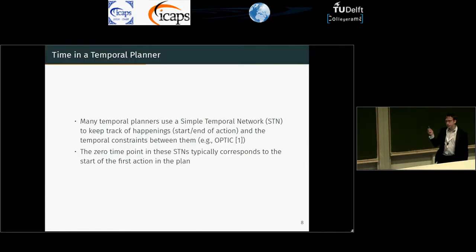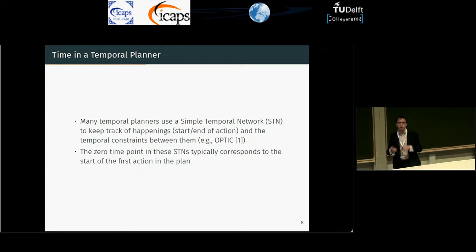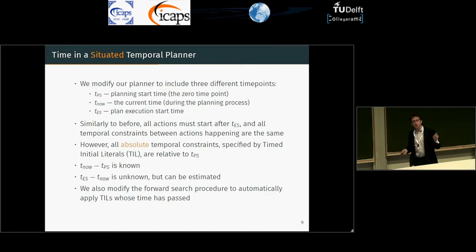A lot of planners use simple temporal networks to manage their temporal constraints. Optic, Popov, planners I've worked on in the past, and a range of other planners. The 0 point is what I'm really interested in. So normally in these planners, the 0 point is when you take the first step of the plan. So you run them, they print out a solution, the first action is at time 0, everything else is relative to that. Now, because we're thinking about planning time, we modify our STNs to actually have 3 separate explicit points.